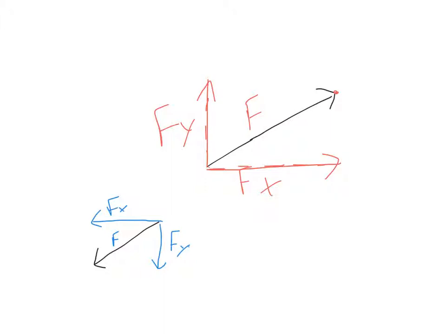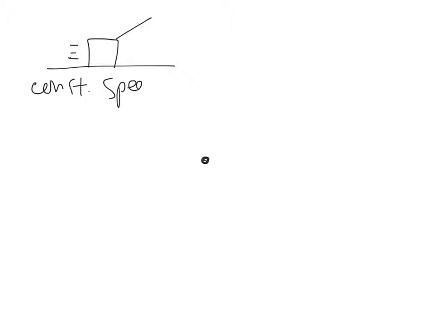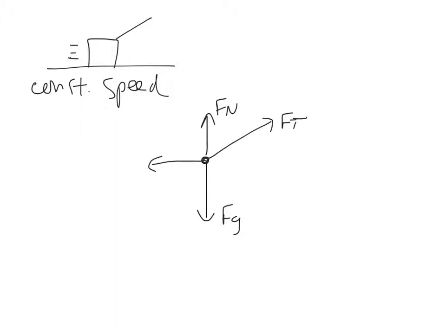So let's see what this looks like on a force diagram. Say we have a force diagram, and this is going to be a box being pulled at an angle, and we'll say this is moving at constant speed. So the force diagram for this box, going down, we're going to have weight, Fg. Going up and to the right is the tension force. Going directly up is the normal force. And opposing the motion would be the frictional force.